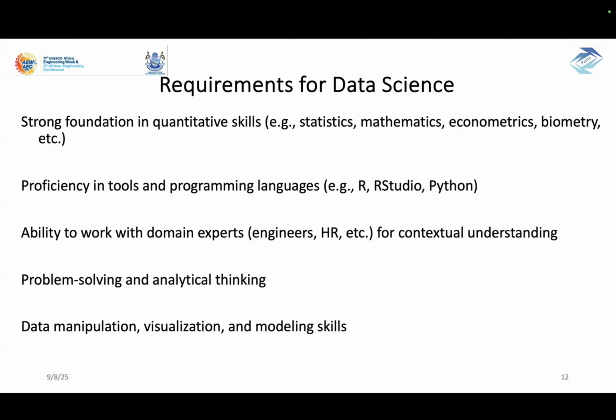You also have to have the ability to work with domain experts. For example, if I'm working with engineers, they have to help me. If I work with HR, they have to help me. Then you have to have problem solving and analytic thinking. And last but not least, you have to know how to manipulate data, not in a bad way, how to visualize it, and how to do modeling. It's not scary, but you have to have at least the basics of some of these skills to do data science and AI. AI is a component of data science. That's why I tried to bring data science on top, with AI and machine learning.